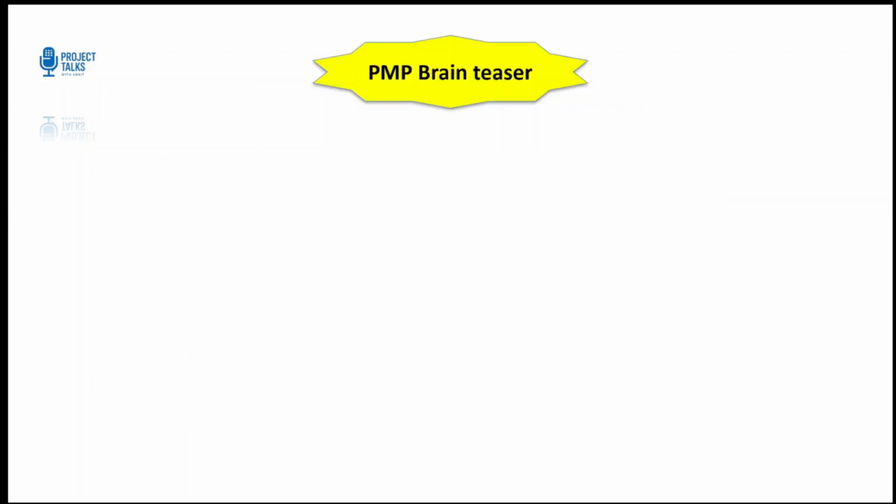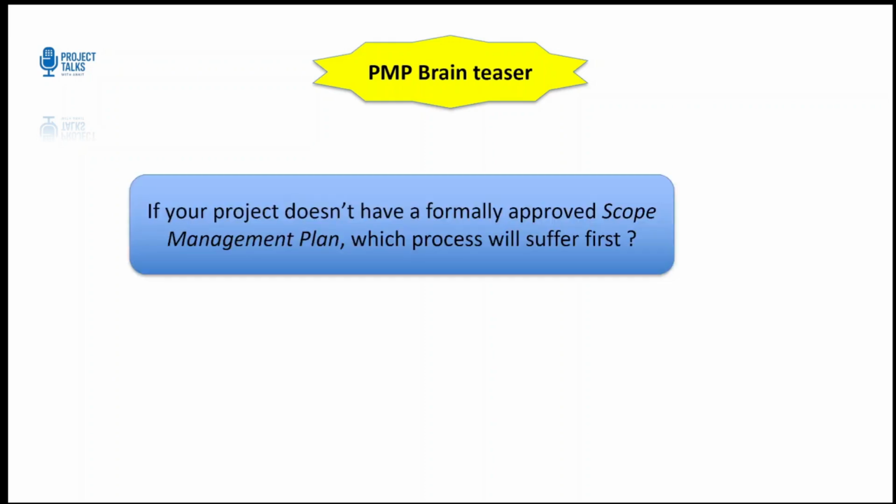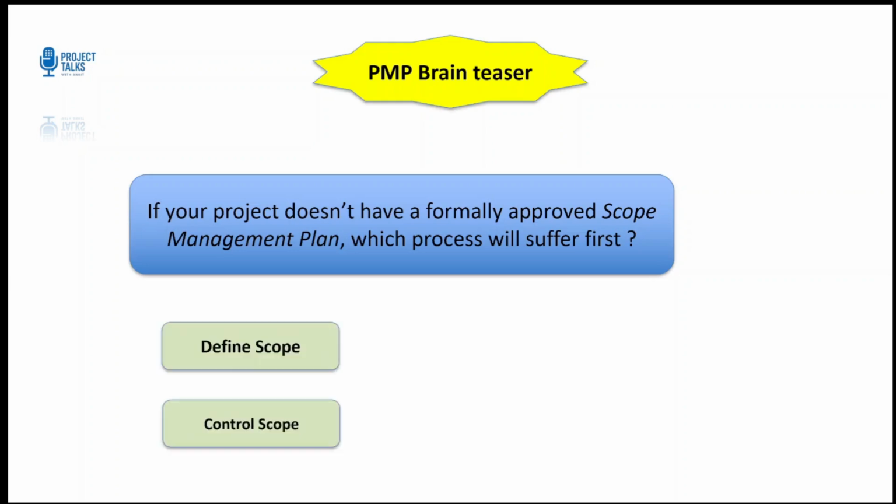All right, just to test your knowledge, here's a PMP brain teaser for you. If your project doesn't have a formally approved scope management plan, which process will suffer first? Define scope or control scope? Comment your answers below. No Googling.